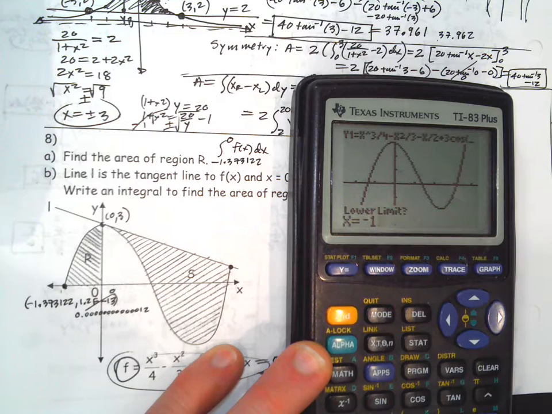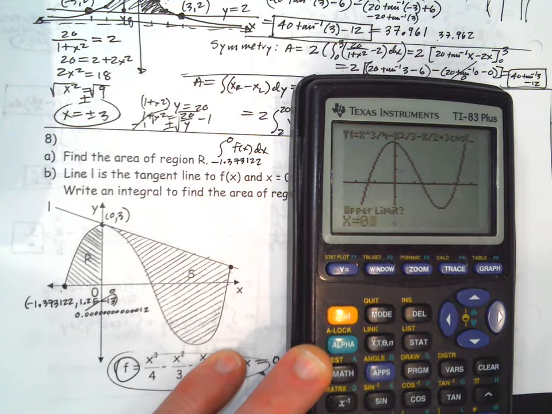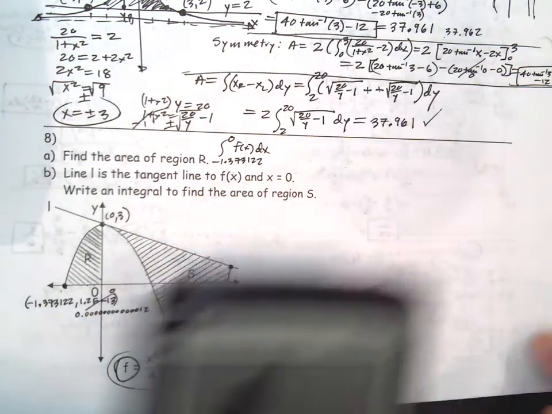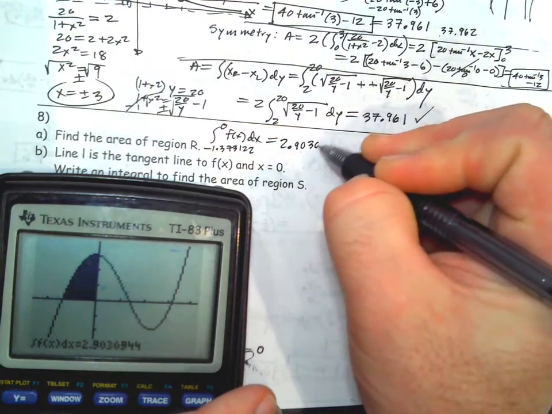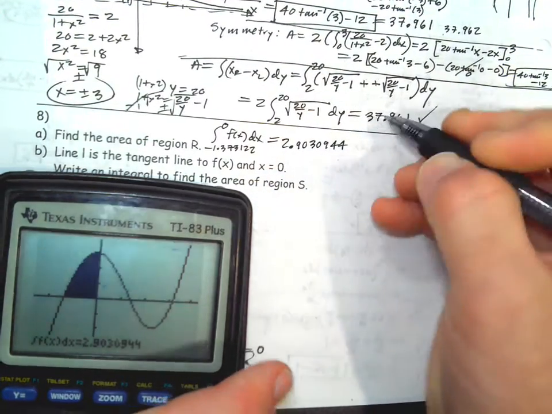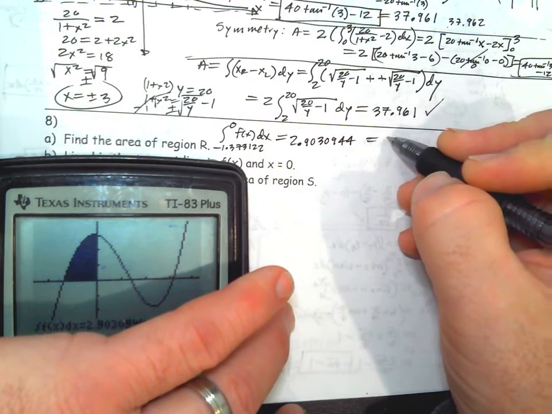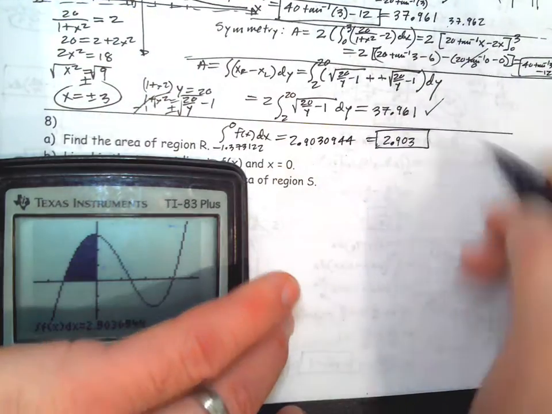So never use the rounded one, type it in: -1.373122, and then the right one is 0, and then it shades it in kind of cool, and it gives you the answer. So I'm going to write that down. It's 2.903094. I'm just writing all these extra decimals down because I might need this for another part later. I don't have to recalculate. For my answer, I'm going to just write 3 decimals, rounded or truncated.